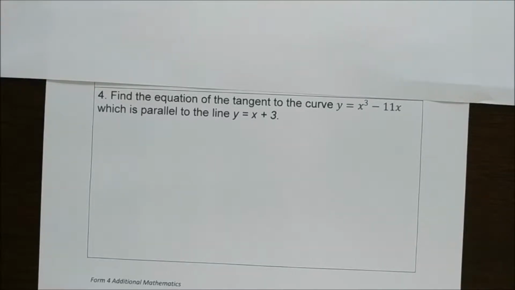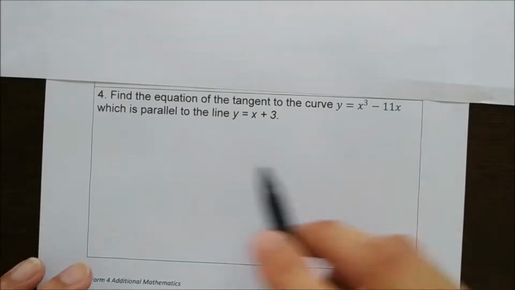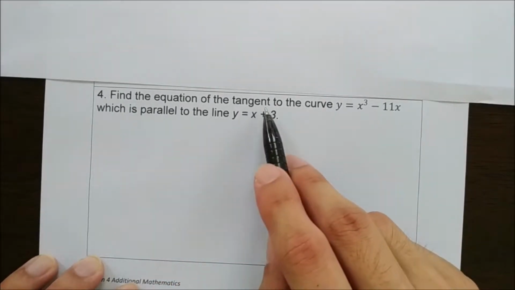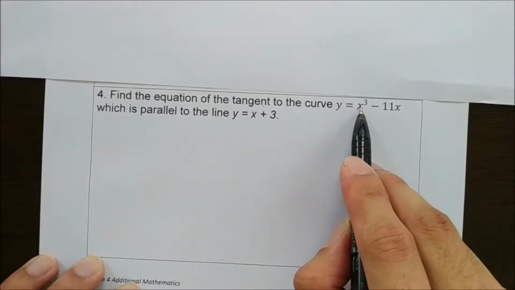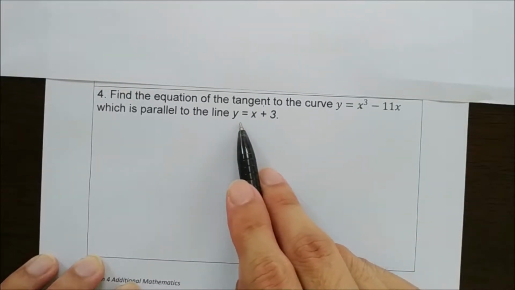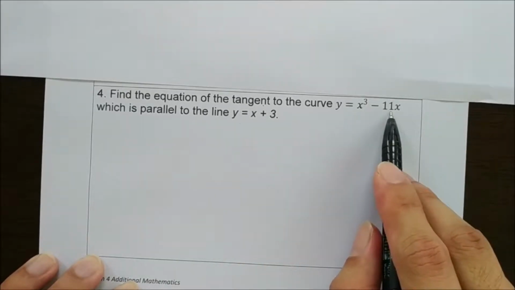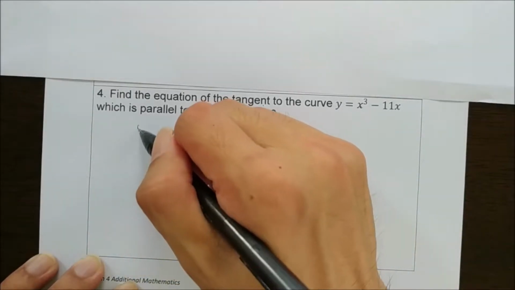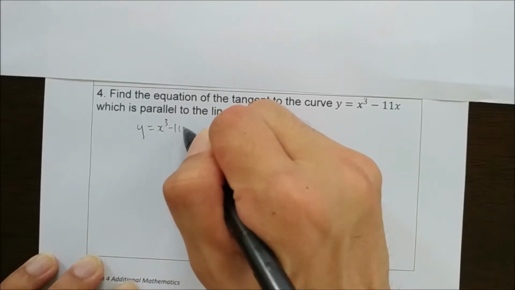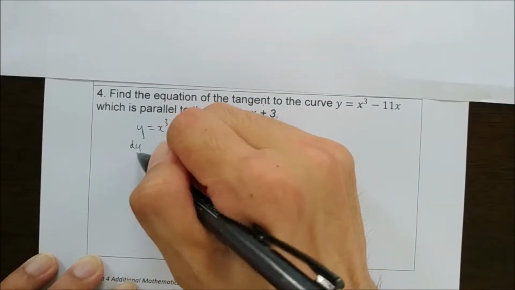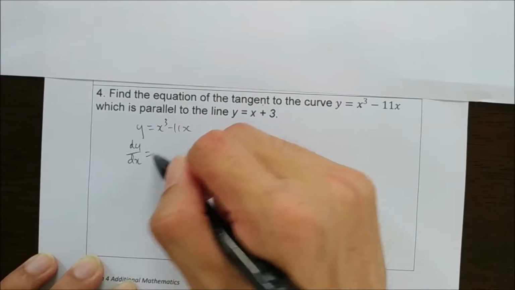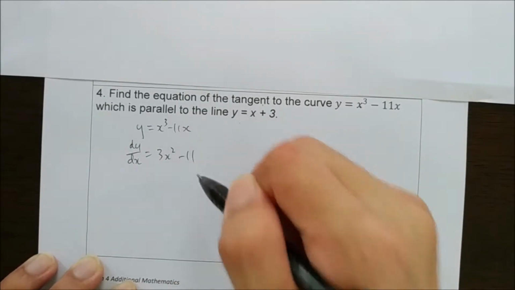Number 4, find the equation of the tangent to the curve which is parallel to the line. Parallel here means the gradient of the tangent for this curve has the same value as the gradient of this line. So first we find the gradient of the tangent of this curve. y equals x cubed minus 11x. The gradient of the tangent is dy/dx equals 3x squared minus 11.